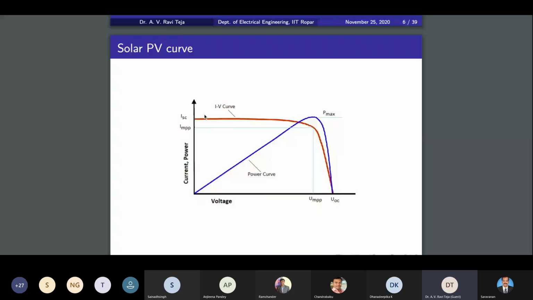This curve as a whole will go up and down for different irradiations. So for a given irradiation, we should match the maximum power, and at a different irradiation, the maximum power point will also change. So this will continuously vary throughout the day. And as we discussed, solar is an unreliable source.